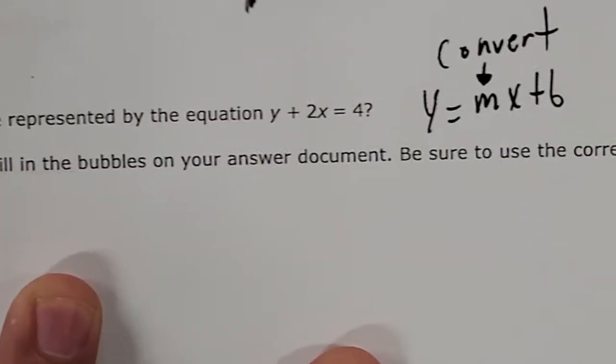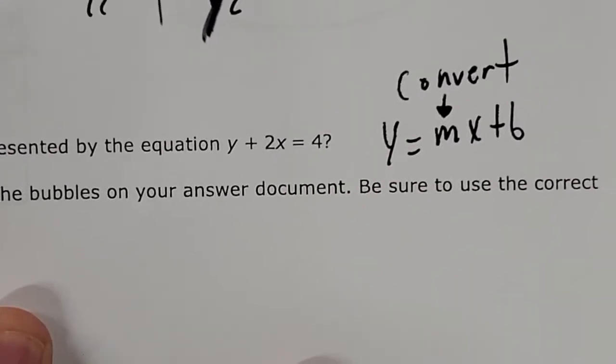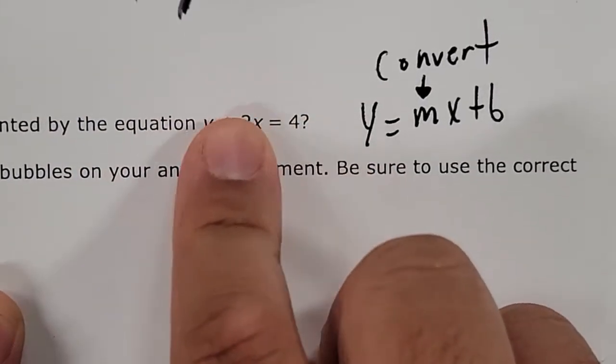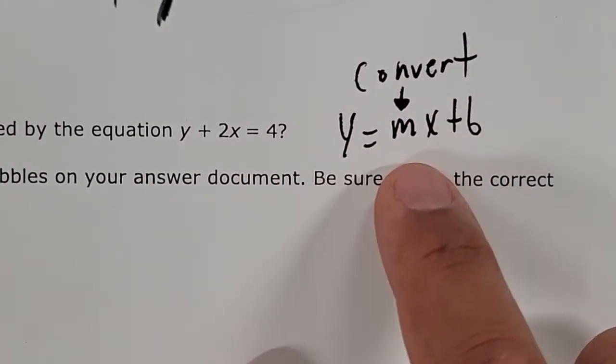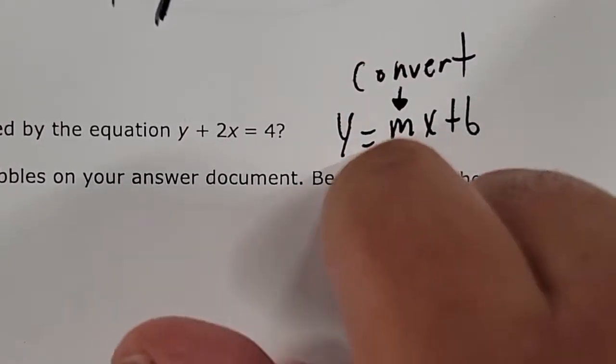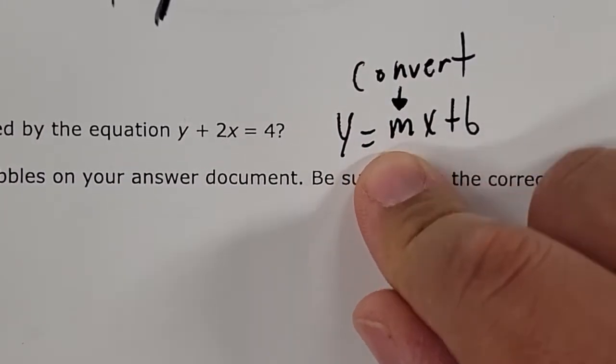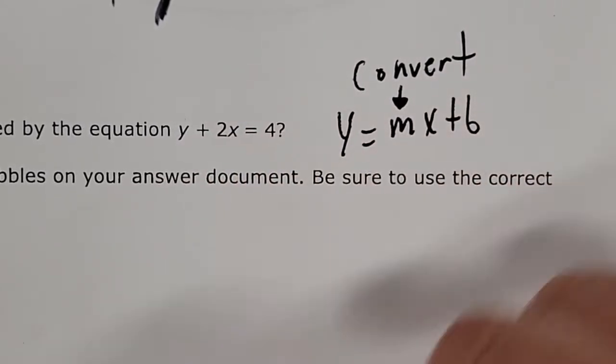Number 17, all right, you need to convert. You're going to convert this equation, so you need to move this x number. So you can go ahead and convert. And then the slope is the number that's in front of the x. So once you convert it, what is my slope number?